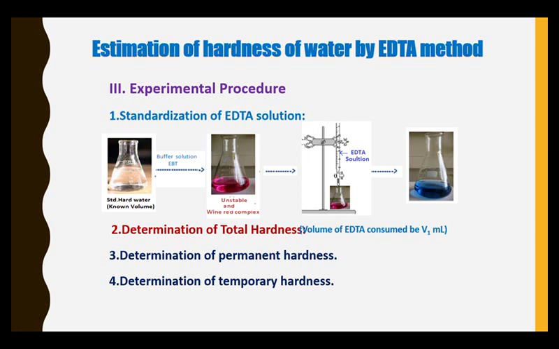Now the third one, determination of permanent hardness. We all know that total hardness is the sum of temporary and permanent hardness: total hardness is equal to permanent hardness plus temporary hardness. If we can determine the permanent hardness, we can determine the temporary hardness directly, so let us see how we determine the permanent hardness.